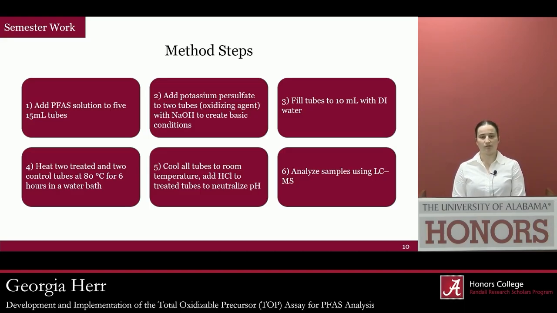We then fill all the tubes to 10 milliliters with deionized water and heat our 2 treated and 2 thermalized control tubes at 80 degrees Celsius for 6 hours in a water bath to allow the reaction to occur. After the reaction step, we cool all tubes to room temperature and then add hydrochloric acid to our treated tubes to neutralize their pH. Finally, the samples are ready for analysis using the LC-MS instrument.